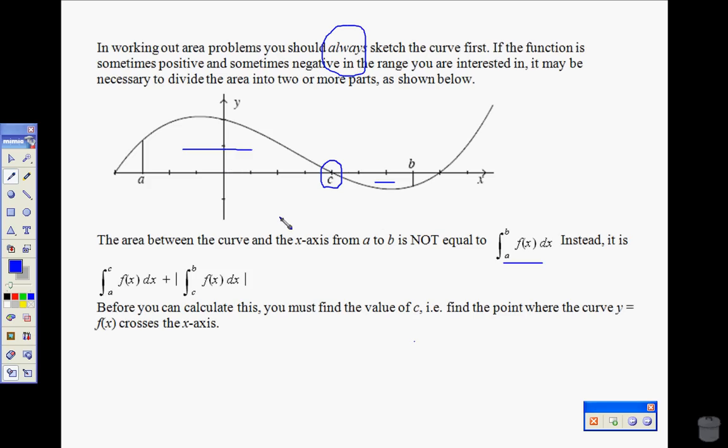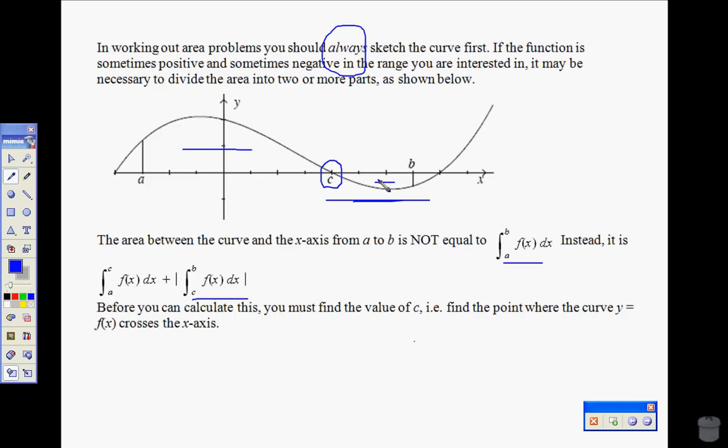So what we need to do is split it up, and this is where it's important to see where it's above and below, because we'd split up this function for an area to go from A to C of the function, and then from C to B, and take the absolute value of this part because it's negative. So that's why we have that part in absolute value, because anything below the x-axis we need to take an absolute value of.